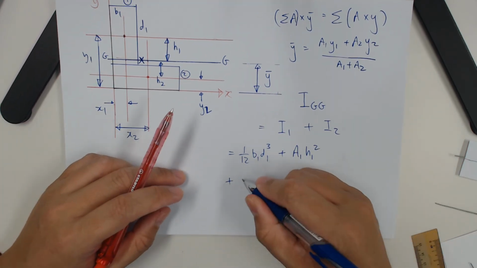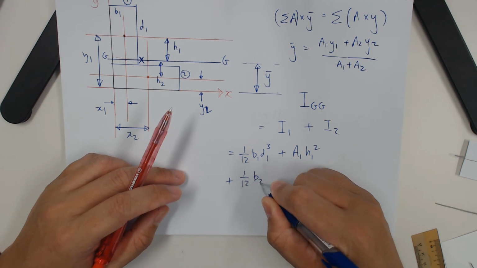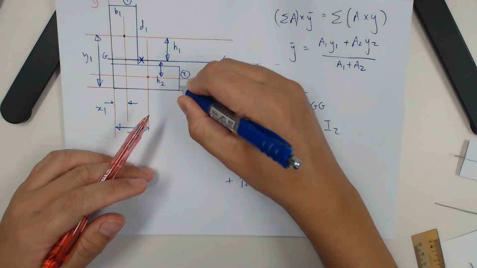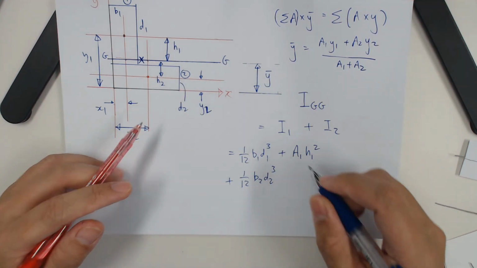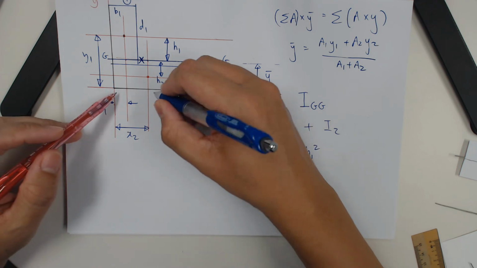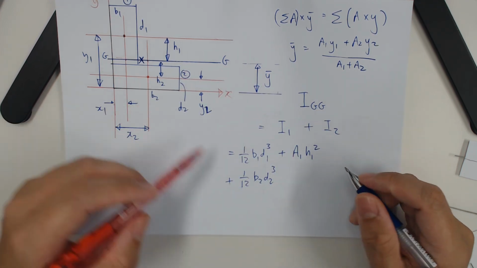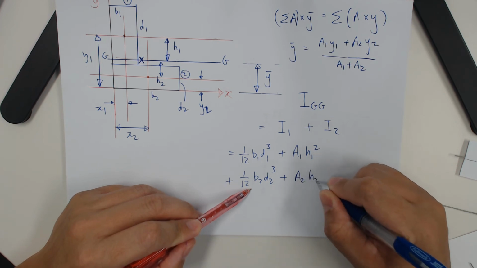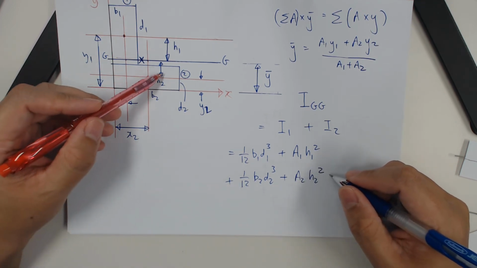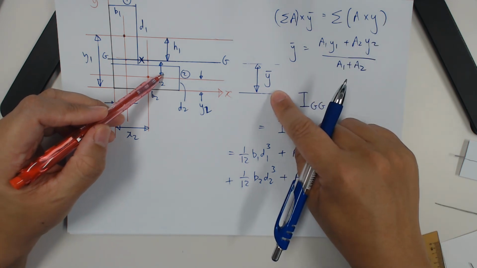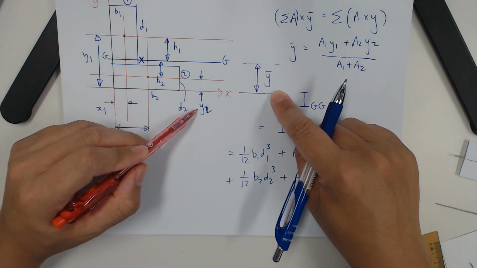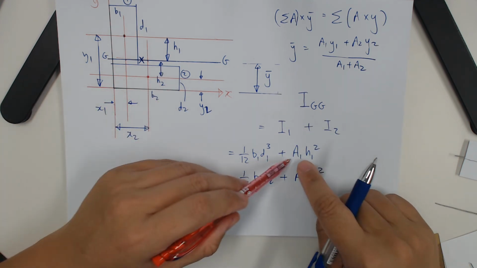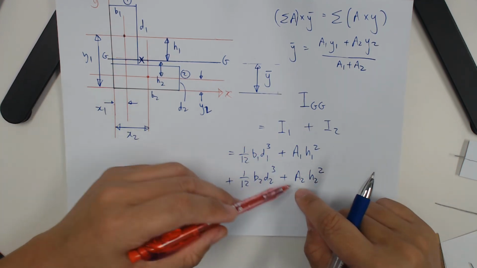And for rectangle 2, 1 over 12 b2 d2 cubed. For this case, the d2 is this side here, and b2 is the long one. Plus a2 h2 squared. h2 is basically y bar minus y2. You will get this height difference. A1 of course is b1 times d1, a2 is b2 times d2.